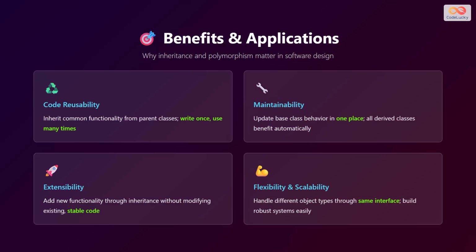Extensibility means you can add new functionality by creating new derived classes without modifying existing, stable code. This is especially important in large projects where changes to existing code can introduce bugs. Flexibility and scalability allow you to handle different object types through the same interface, making it easy to add new types and build robust systems that can grow over time. These principles work together to create code that is easier to understand, modify, maintain, and scale as your application evolves.